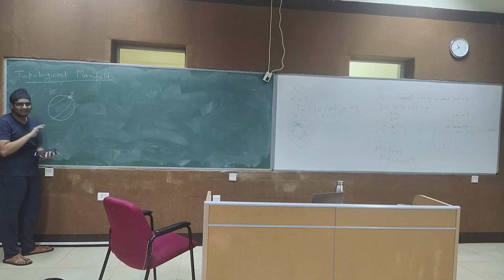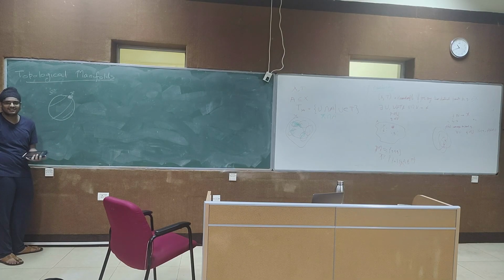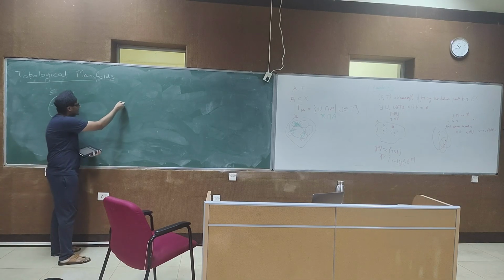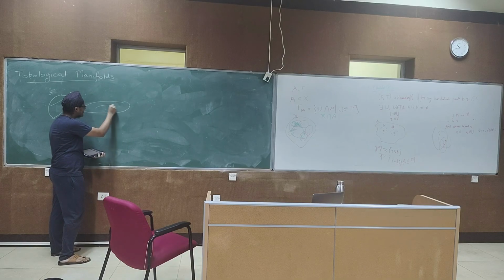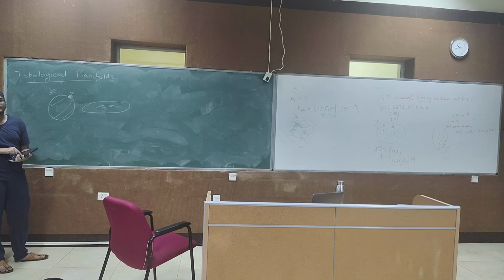The surface of Earth is like S2, and this room, it locally looks like R2, right? From what you are seeing here, it looks like a plane. So that is what I mean by locally looks like. So topological manifolds are objects like that. It can be a surface of a sphere or a surface of a torus, anything like that, locally for every point. I will give you a more rigorous definition.